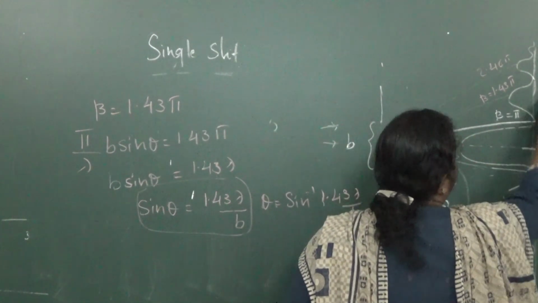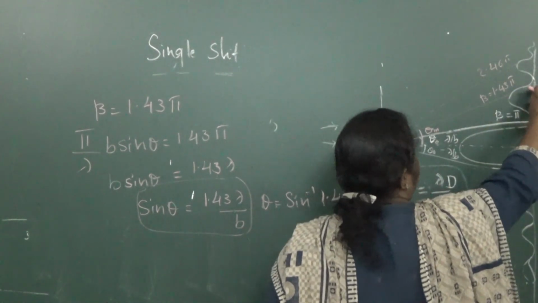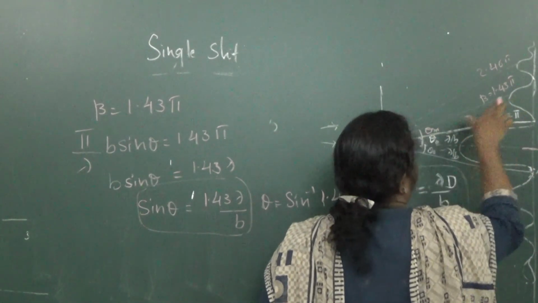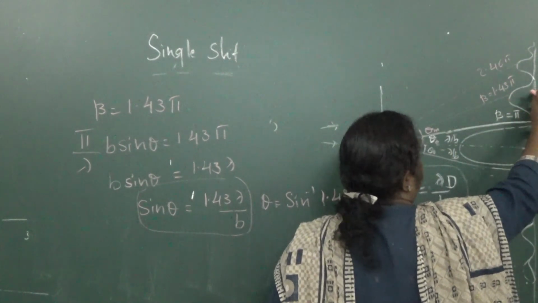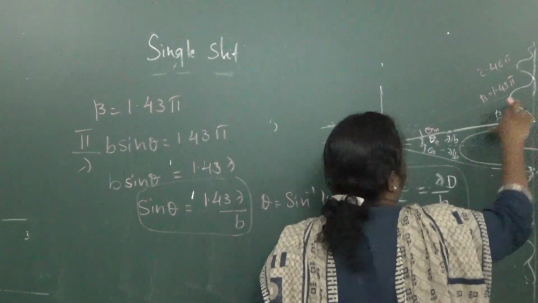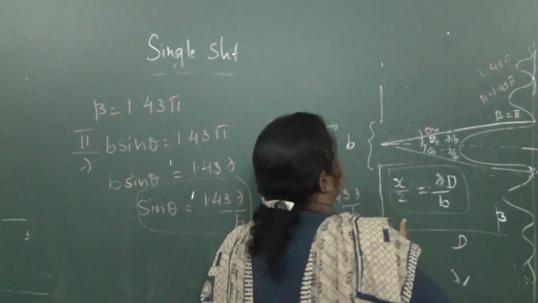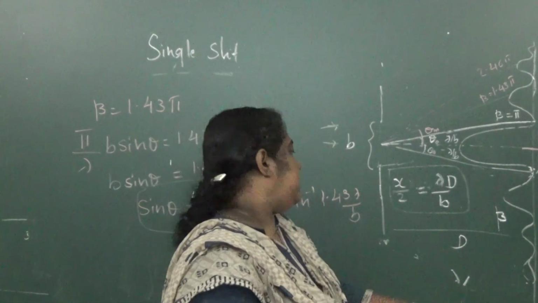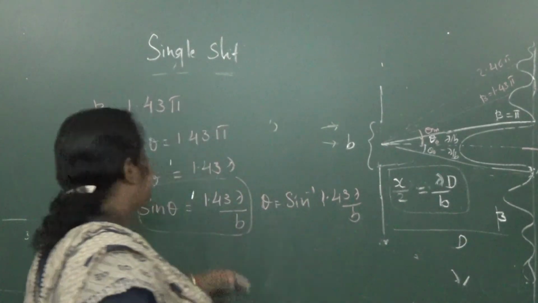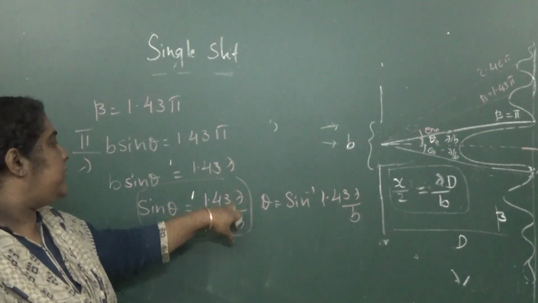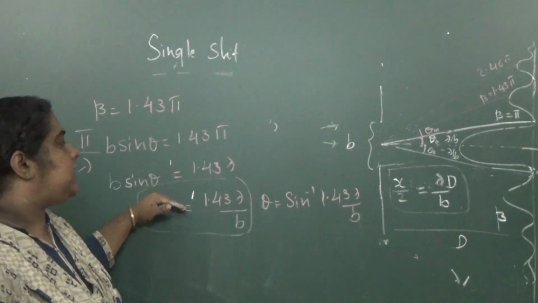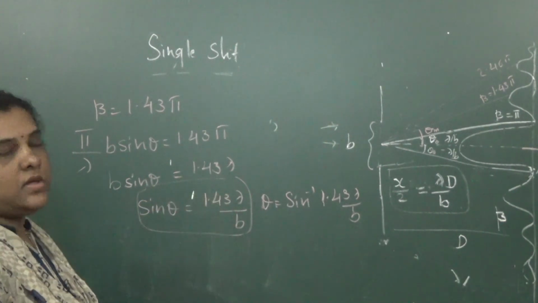Say it is x1. Similarly, you take arc by radius. Okay, theta m is equal to arc by radius. Arc is x1, and the radius is the distance between the screen and our slit. Then you take D as that distance. Here also the theta is very small, so you can take sin theta is equal to theta for calculation.